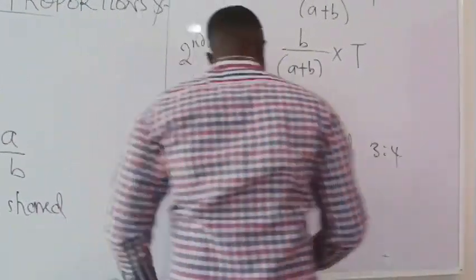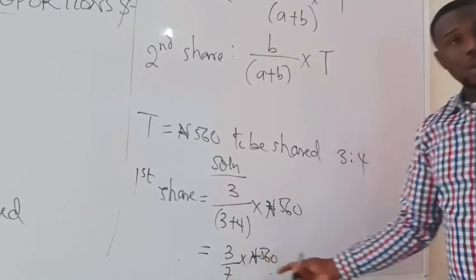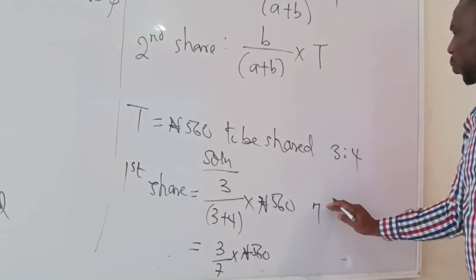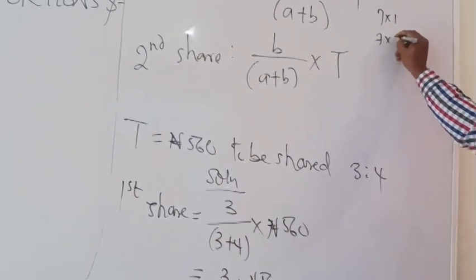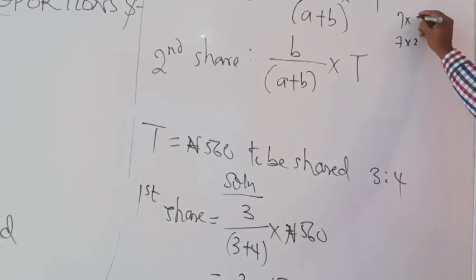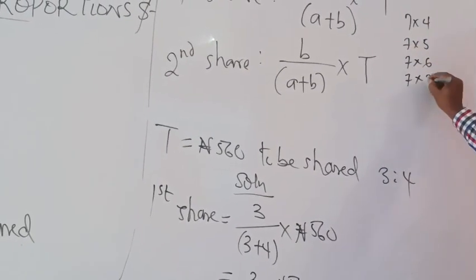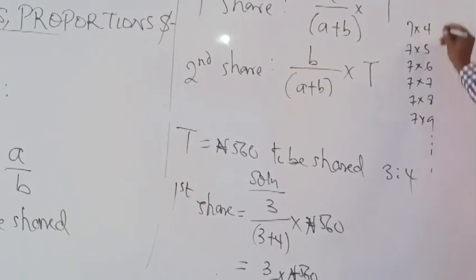Now, let's see how many 7s you could get in 56. It's just a quick one. Always note the multiples of 7. I could just start from 4, 5, 6, 7, 8, 9, and the list could go on and on.